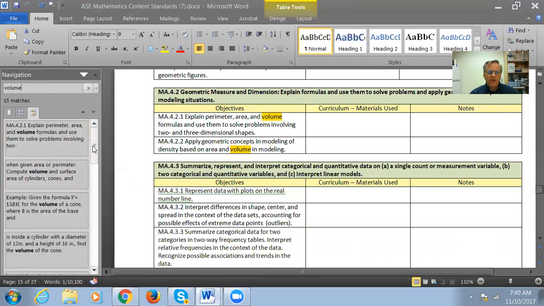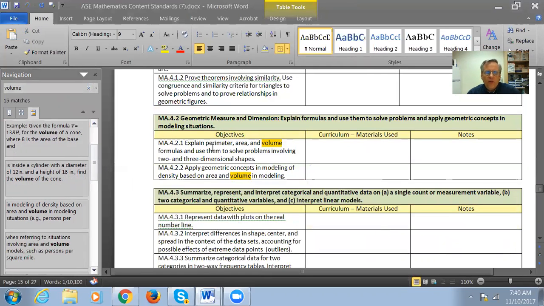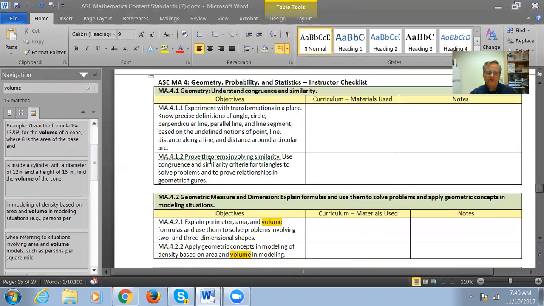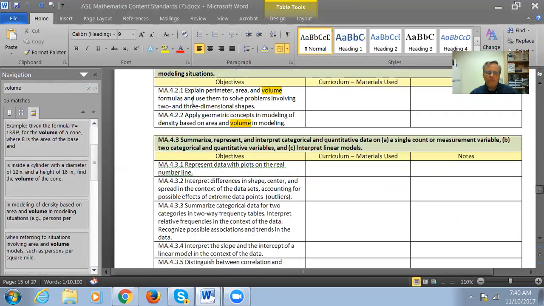Let's see here. This is bringing up several things. And actually, the first thing that I see here, it's brought me up to the checklist. And this is fine. I can use this. I see geometry. There's essentially a couple of boxes here of standards. There's not many. But I can see it asks to explain perimeter, area, and volume and use them to solve problems, and apply geometric concepts in modeling of density based on area and volume. Well, it sounds like both of these fit. So let's see, that's 4.2.1, 4.2.2.